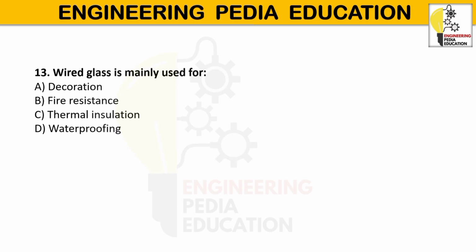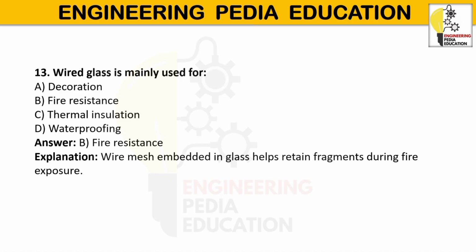Wire glass is mainly used for decoration, fire resistance, thermal insulation, or waterproofing? So the correct answer is fire resistance. Wire mesh embedded in glass helps retain fragments during fire exposure.